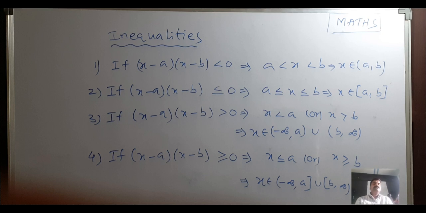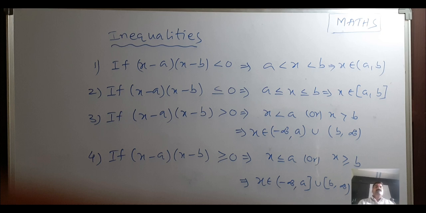Next, third one: if x minus a into x minus b greater than 0, then x is less than a or x is greater than b. So we can write it as x belongs to open interval minus infinity comma a union open interval b to infinity. Less than a means minus infinity to a, and more than b means b to infinity.